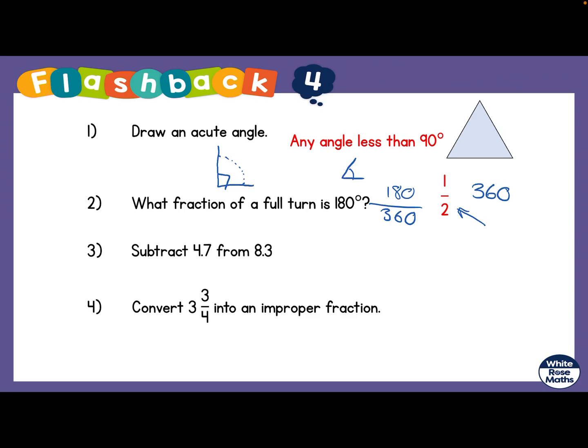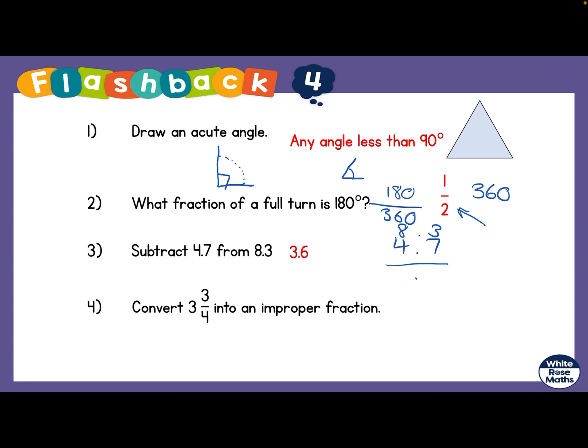Subtract 4.7 from 8.3 and 3.6. Well done if you got that. We could have labelled them out, 4.7, 8.3, as long as our decimal places are lined up. I'm not going to go through that. We can look through that at a later time.